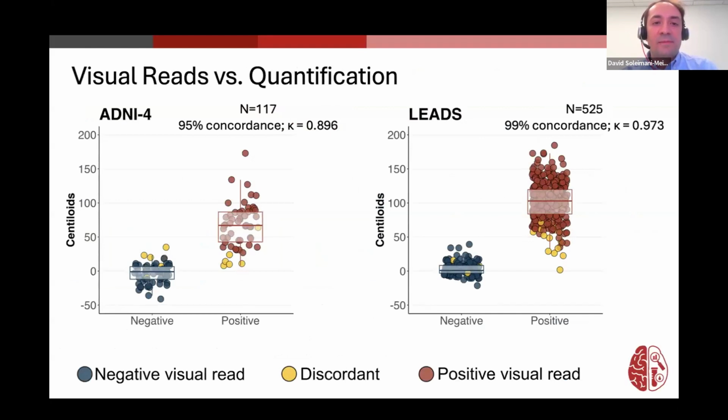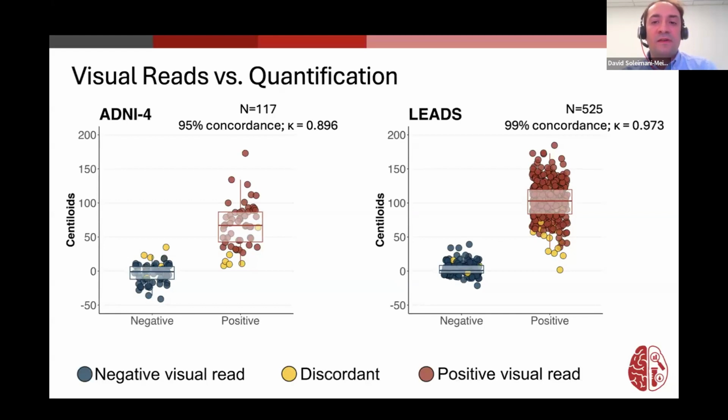In the Rabinovici lab, we apply this method combining visual read and quantitation in various multi-center studies, including ADNI-4 and LEADS. These graphs show centiloid quantitation on the y-axis and initial visual read on the x-axis. And the blue dots represent cases with negative or non-elevated visual reads and concordant non-elevated centiloid quantitation. The red dots represent cases with positive or elevated visual reads and concordant elevated centiloid quantitation. And the yellow dots represent cases with discordant visual read and quantitation, which required consensus visual review.